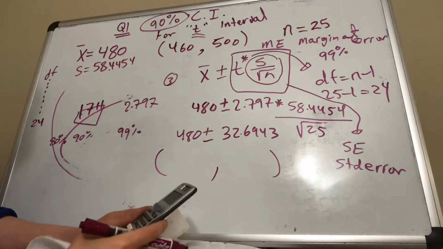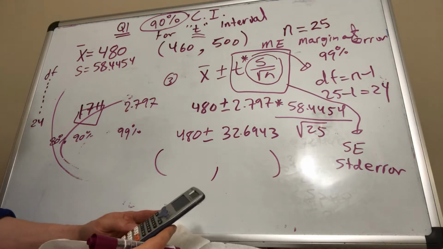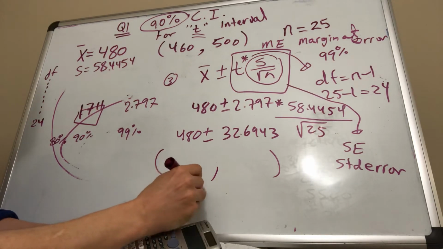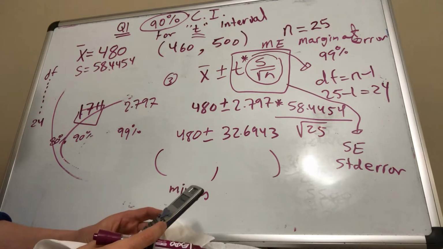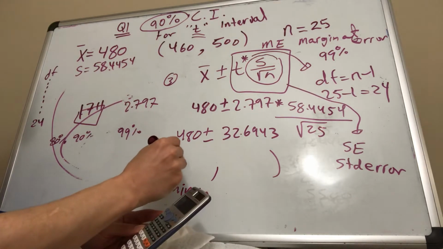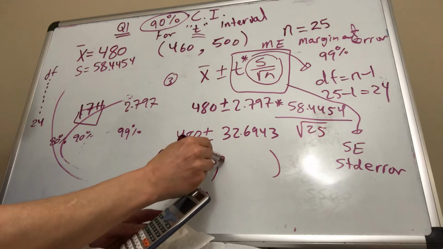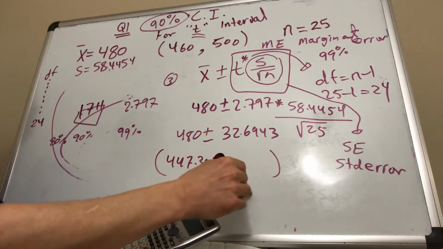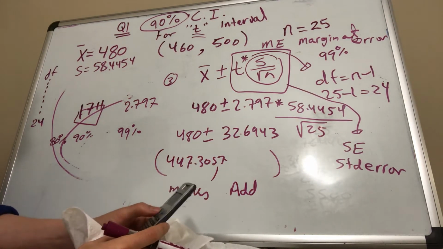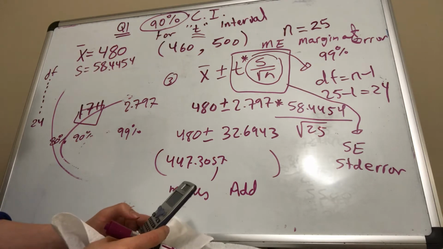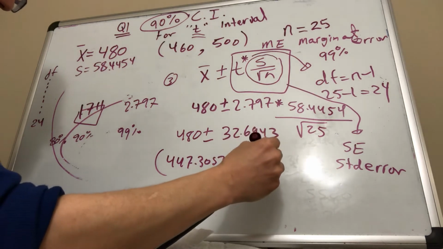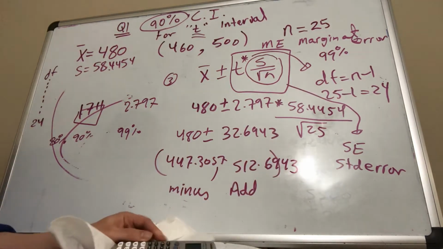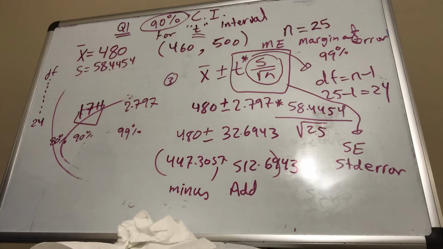For the lower point you would minus them, so you go 480 minus 26.943. That brings you down to 453.057. And here you add them. When you add them, that takes you up to 506.943, and that would be your answer for the question.